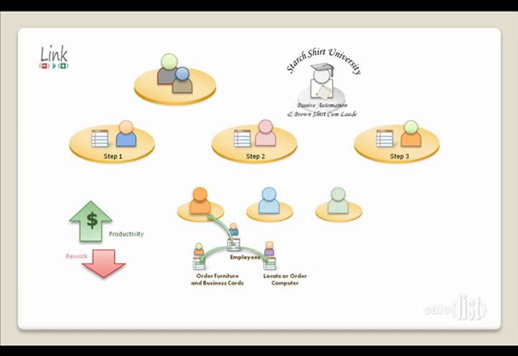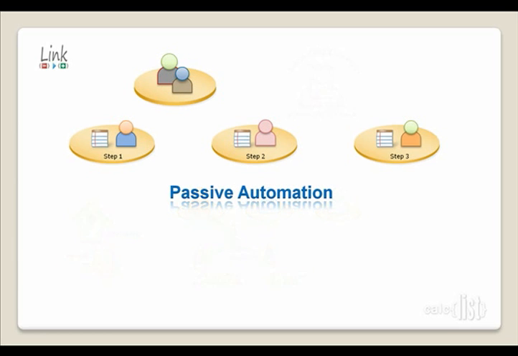As we've demonstrated, CalcList lets companies automate without programmers and committees. This means companies of any size can now realize the cost savings and productivity improvements that only large companies could afford in the past. Only CalcList brings you passive automation.